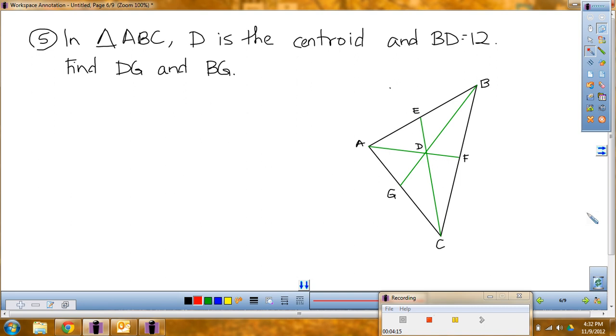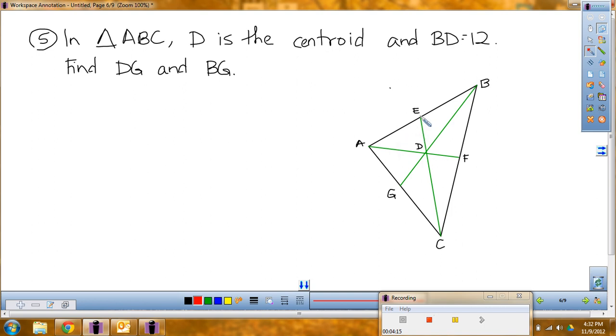Alright, so our final example is a little bit trickier, right? It's not as obvious. So here we have triangle ABC, and they're telling us that D is the centroid. Now we need to remember what centroid is the intersection point of. Okay, so remember from today in class that centroid is the point of concurrence of all the medians.